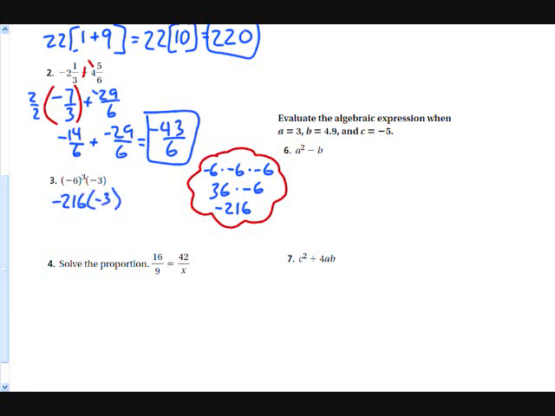Now I'm going to do the multiplication that's left. And when I do that multiplication, negative times a negative is a positive. It's a positive 648. Okay?